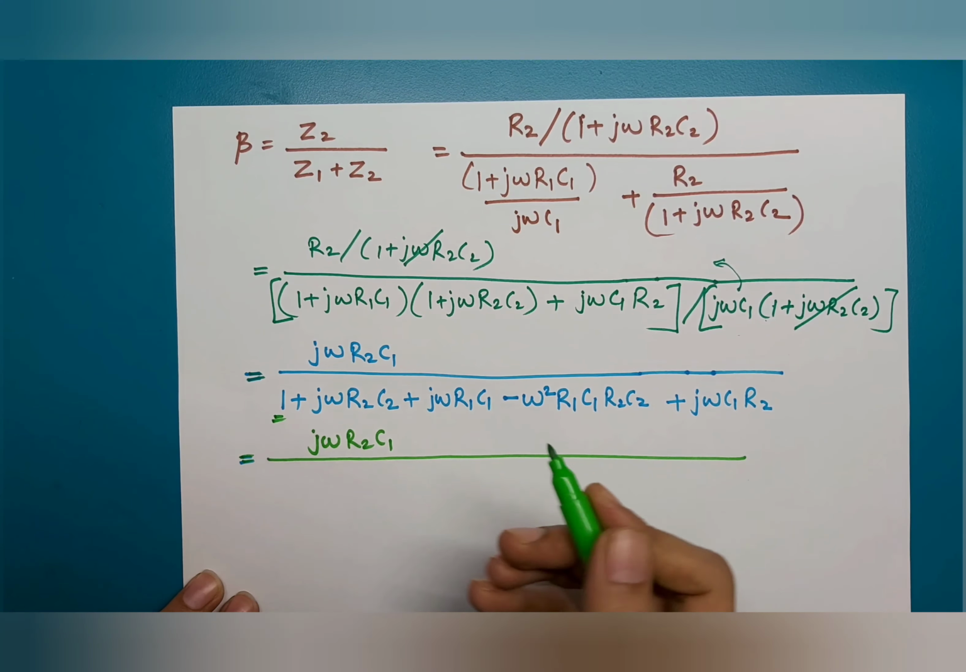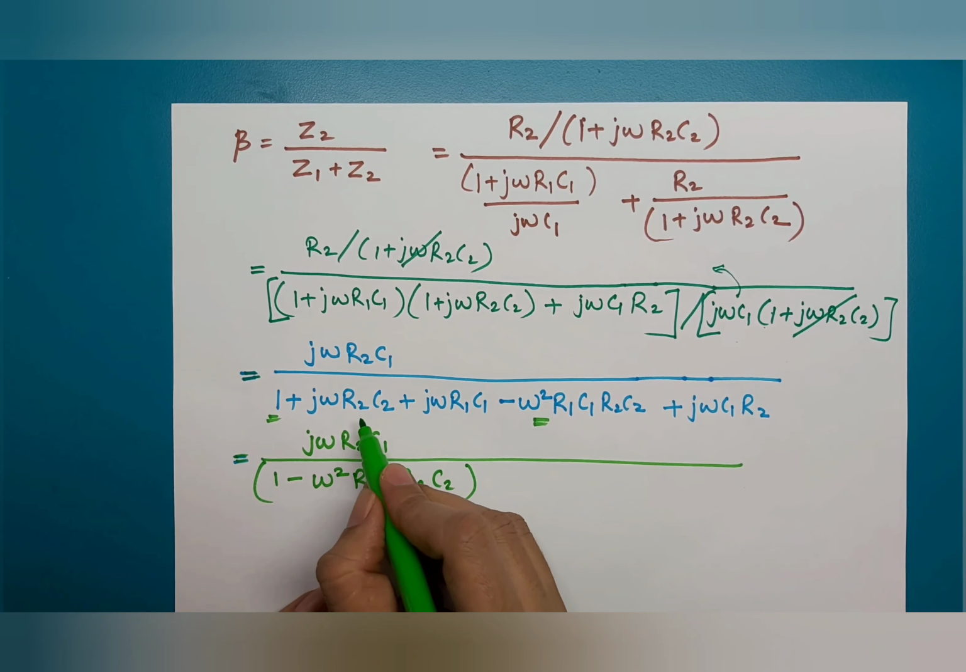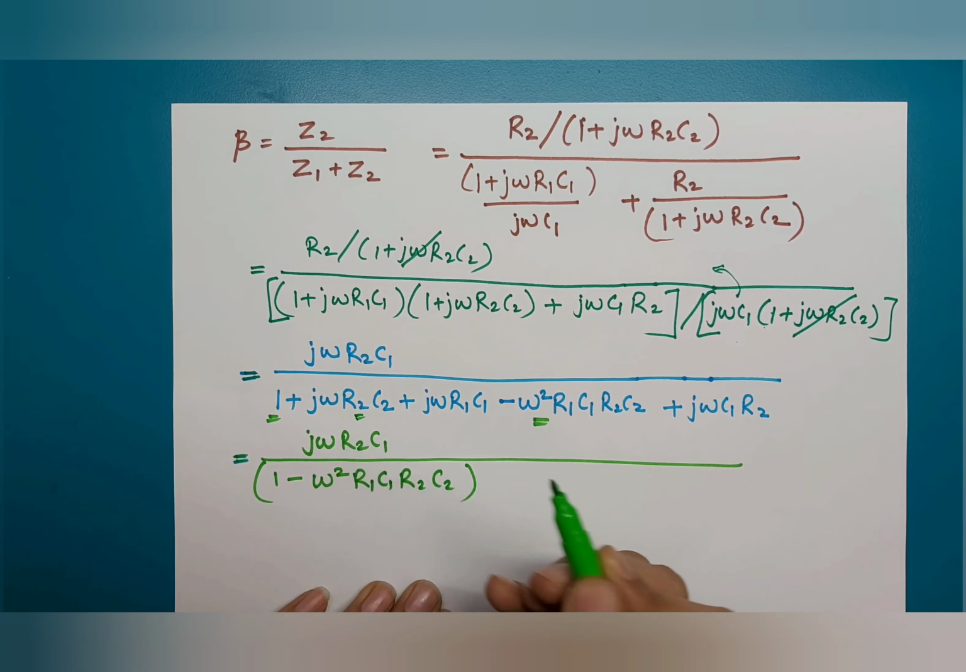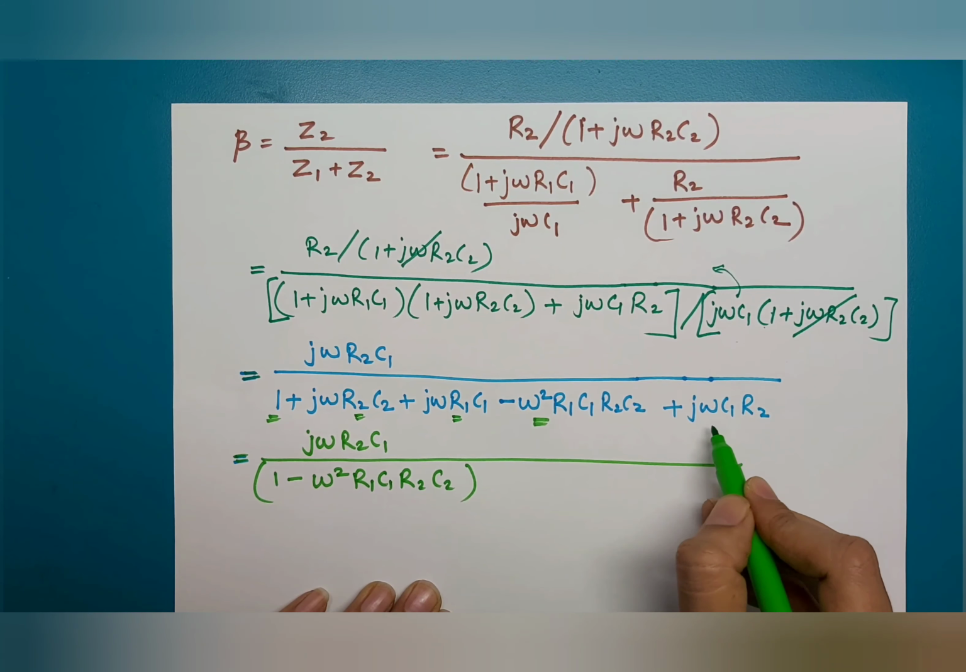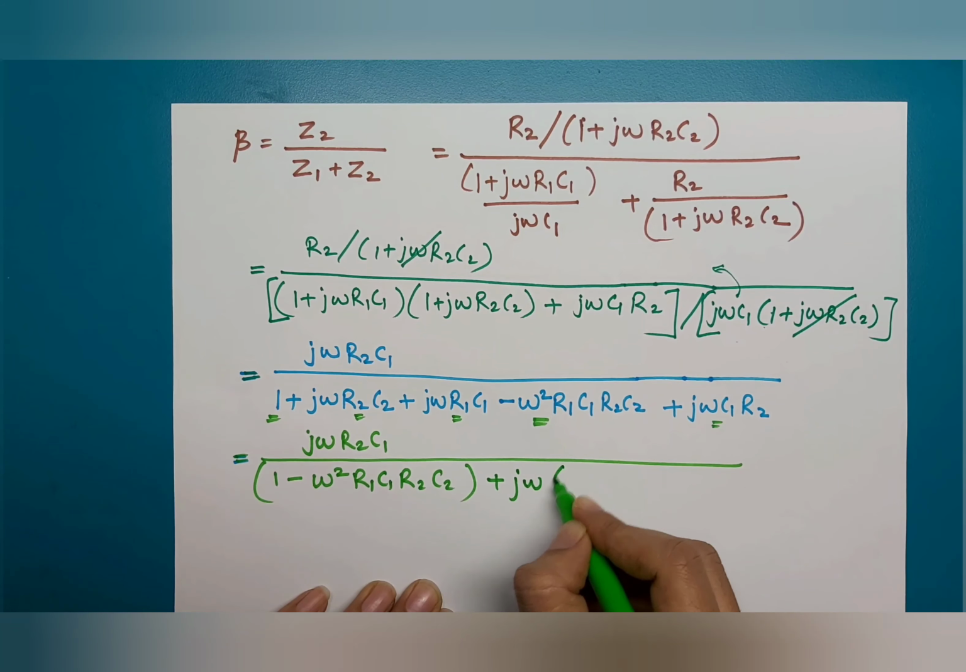Real part: 1 minus omega square R1 C1 R2 C2. The imaginary parts: j omega R2 C2, j omega R1 C1 plus j omega C1 R2. So taking j omega common.